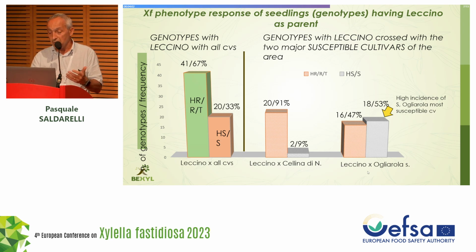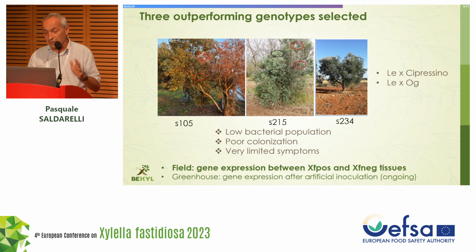And when Leccino is crossed with Ogliarola, which is the highly susceptible cultivar, we observed the opposite. So Leccino was not able to contrast the susceptibility, I would say, of the Ogliarola or the highly susceptible cultivars. We selected three outperforming genotypes from crosses of Leccino with Cipressino or Leccino with Ogliarola. The selection was based on low bacterial population, poor and erratic colonization, and very limited symptoms.